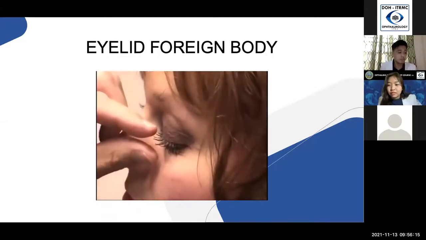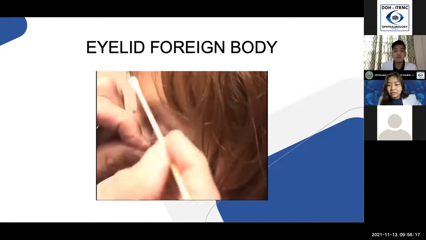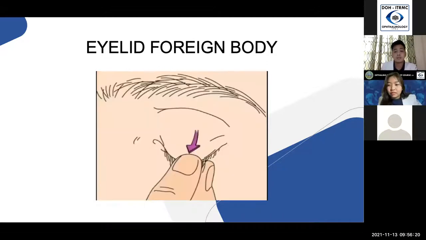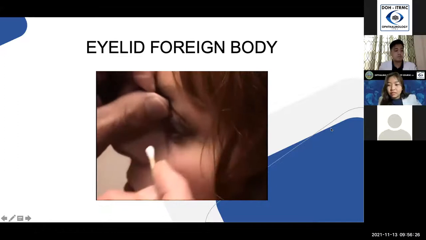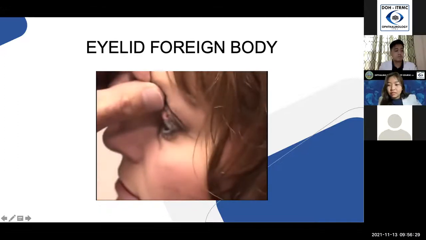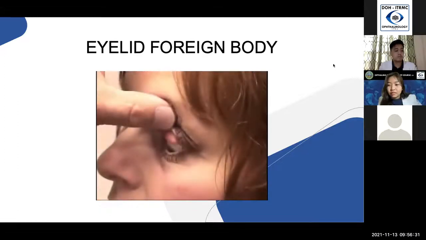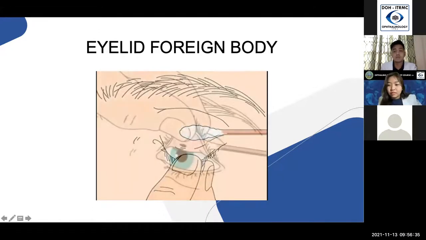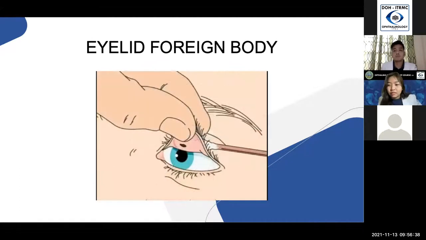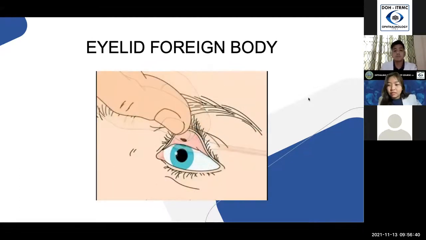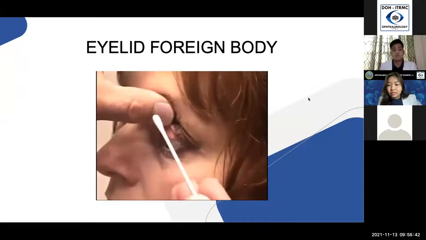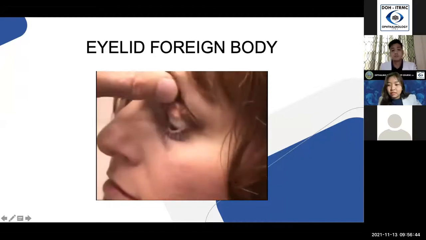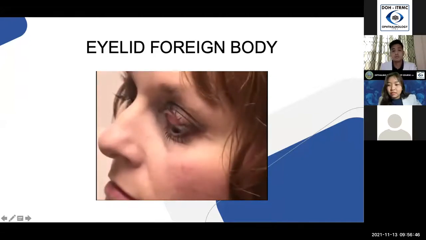Grasp the upper eyelashes between your thumb and forefinger. Place a wetted applicator on the surface of the eyelid at the top of the tarsal plate. Flip the eyelid up over the applicator. Remove the applicator as you hold the averted eyelid in place with your other hand. Examine the pretarsal sulcus for a foreign body. If you find one, remove it with a gentle rolling motion of the applicator. Remove your hand from the eyelid and tell the patient to look up. The eyelid will flip back to its normal position.